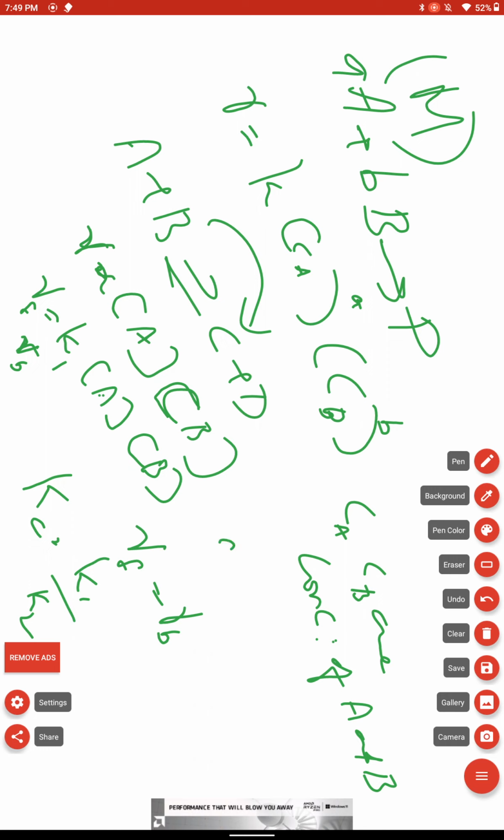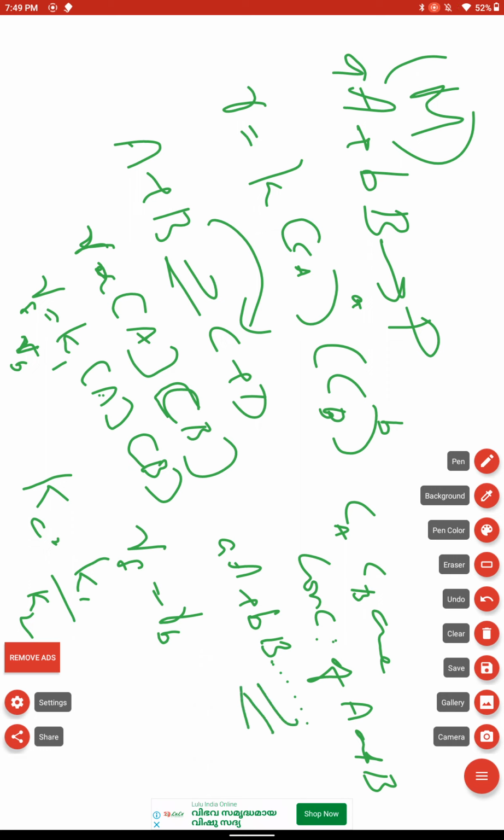ആ റിയാക്ഷൻ എഴുതാം. Small a into capital A plus small b into capital B. Suppose there are two more reactants, you can put those reactants also and put an equilibrium reversible sign, giving x times of capital X plus y of capital Y. That is the product formula.